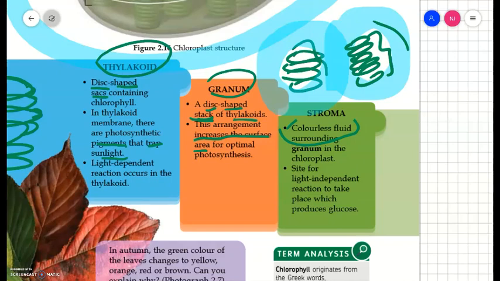Independent ni dia tidak perlu lights. Dia tidak perlukan cahaya. Okay, apa maksud light independent reaction? It's to produce glucose. Nanti kita akan pergi to next video. I will explain to you about what is light dependent reaction and light independent reaction. Boleh? Okay, thank you very much. Kalau ada apa-apa soalan, boleh tanya teacher.